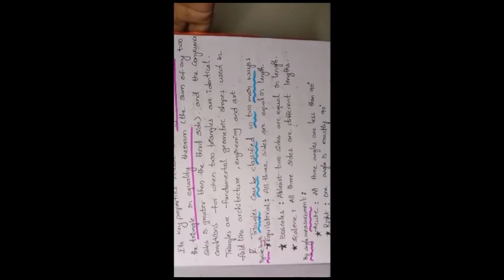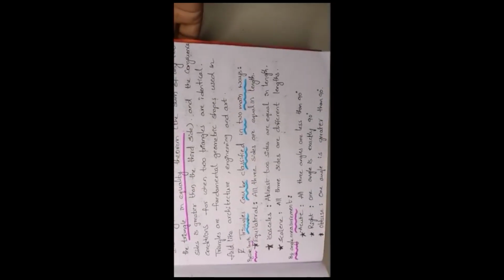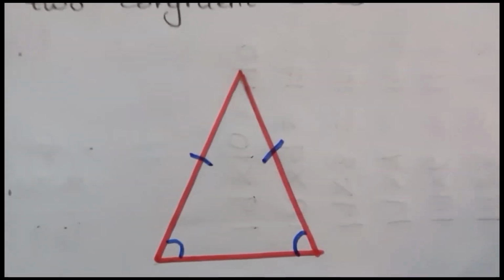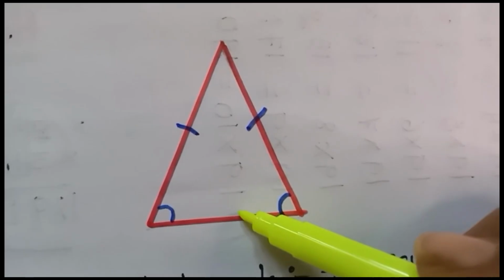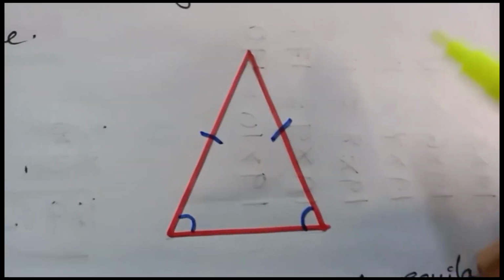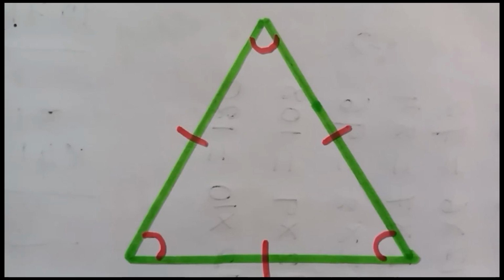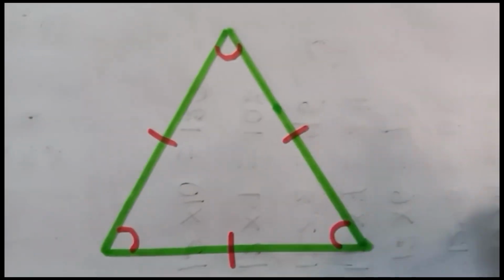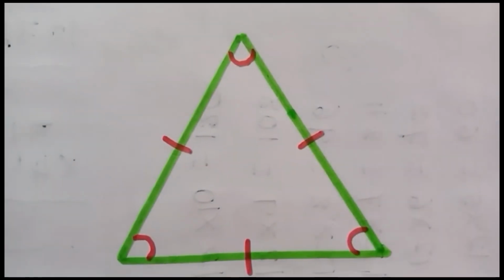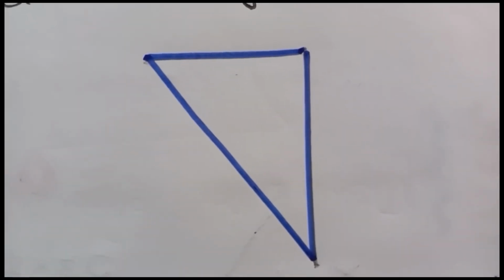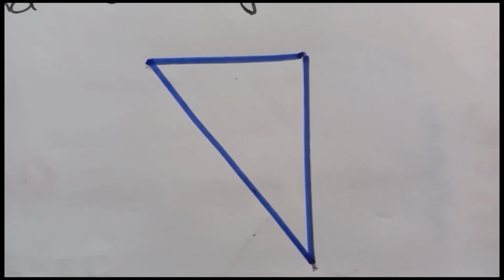Fast revision. Triangles can be classified in two main ways. Based on the length, there are equilateral, isosceles and scalene triangles. In an isosceles triangle, at least two sides are equal in length and the third side is different. And this is an equilateral triangle, all sides are the same.